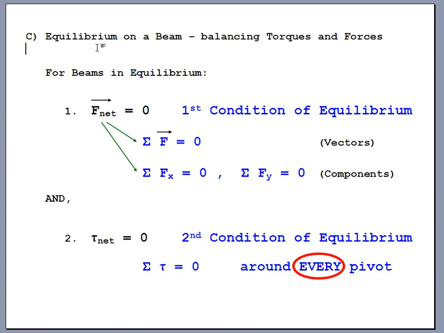So we actually have to do a little bit more. We need to make sure the second condition of equilibrium is actually satisfied as well. And this one says that if you check out the total amount of twist, the total amount of torque, it has to equal 0 if you want it to be in equilibrium. Now this is an interesting condition because it actually has to be met at every single point in order for it to be in equilibrium.